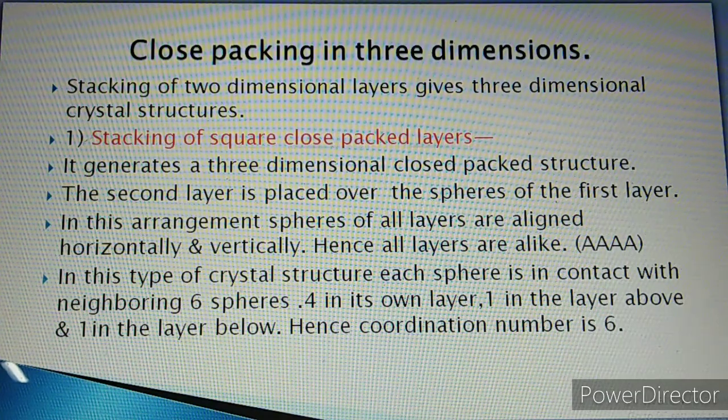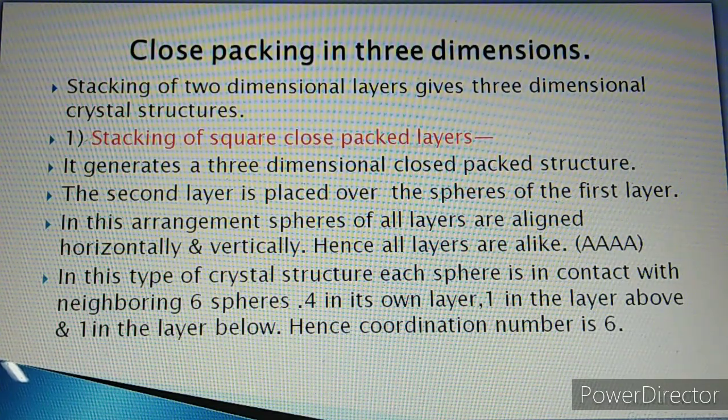And how is it stacked? It generates the three-dimensional close packed structure. The second layer is placed over the spheres of the first row. And in this arrangement, spheres of all layers are aligned horizontally and vertically. Hence, all the spheres in one row are alike. Therefore, this arrangement is called AA type stacking of square close packed layers in 3 dimensions.